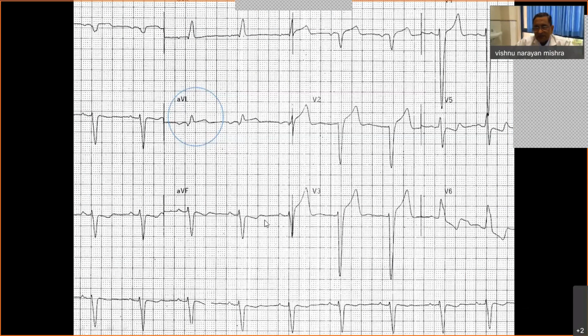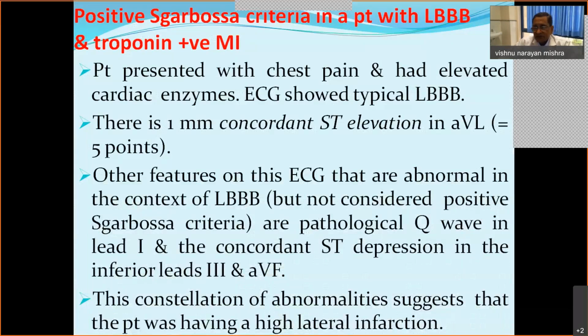Rest of the findings are suggestive of LBBB. And because this finding is there, this is suggestive of LBBB with infarct. Now, positive Barbosa criteria in a patient with left bundle branch block and troponin positive MI. Again, I am going to tell you some narration here and then show the ECG.